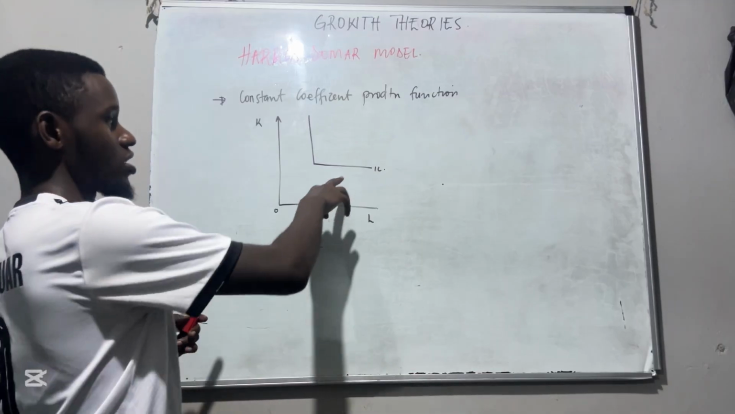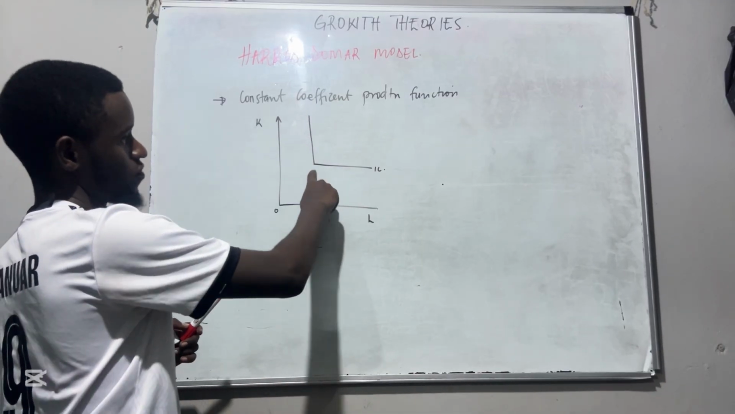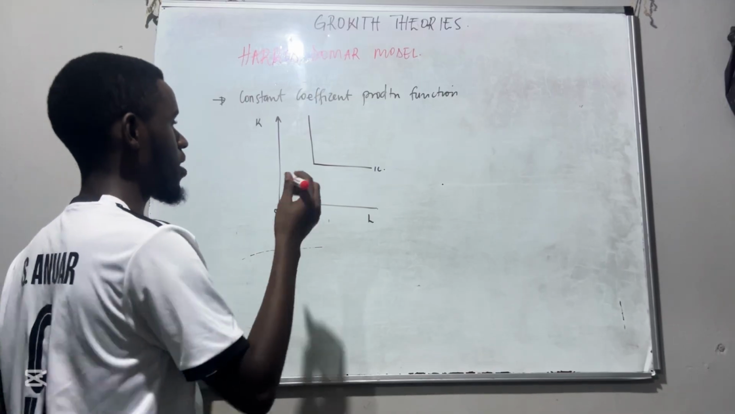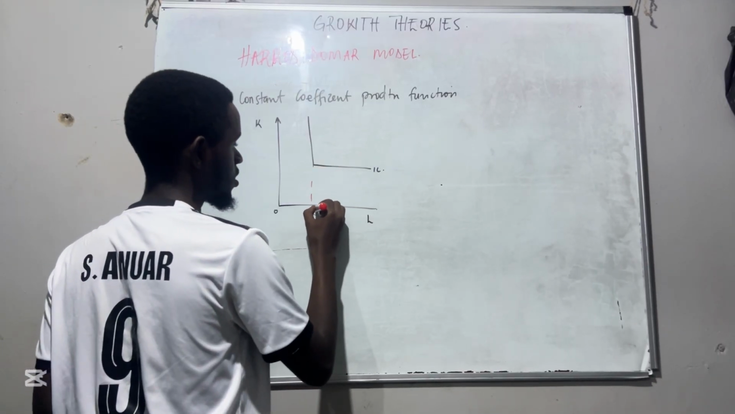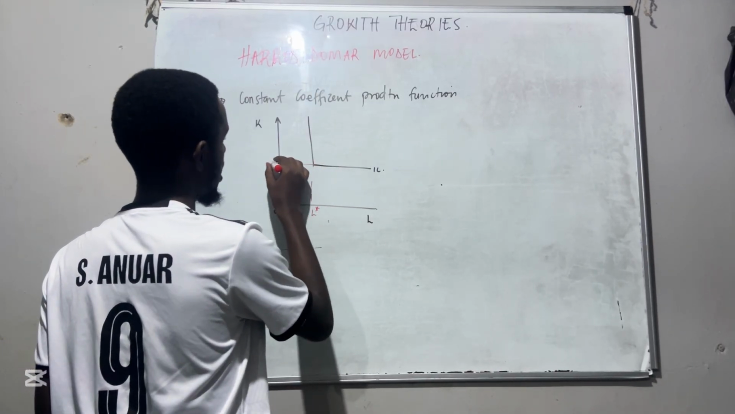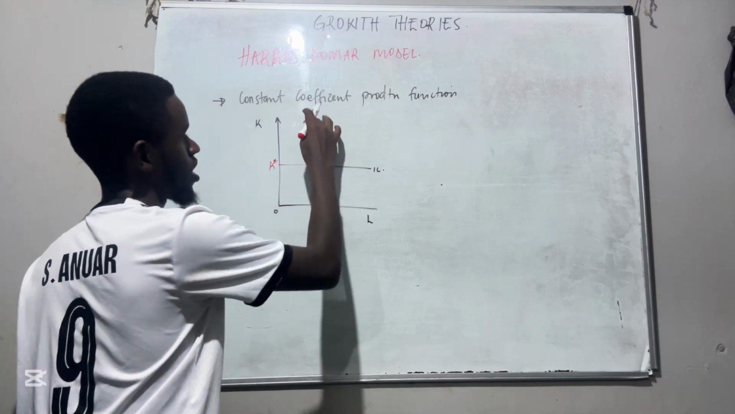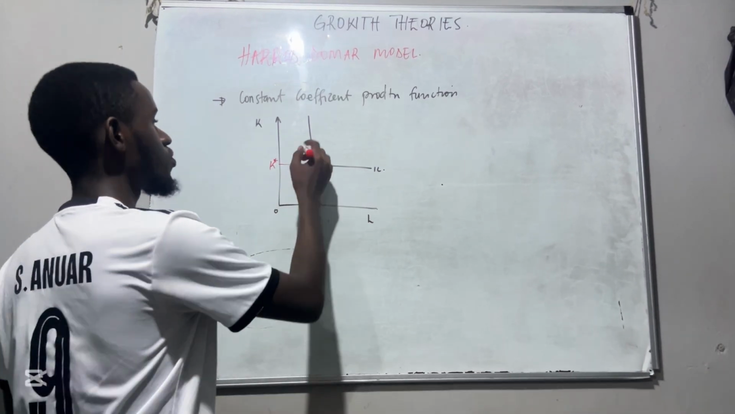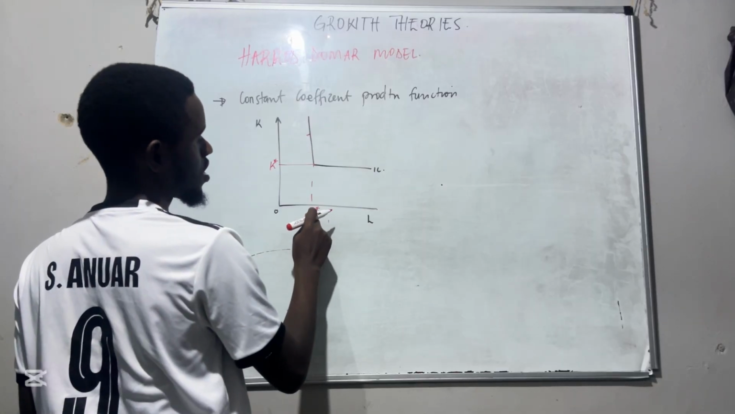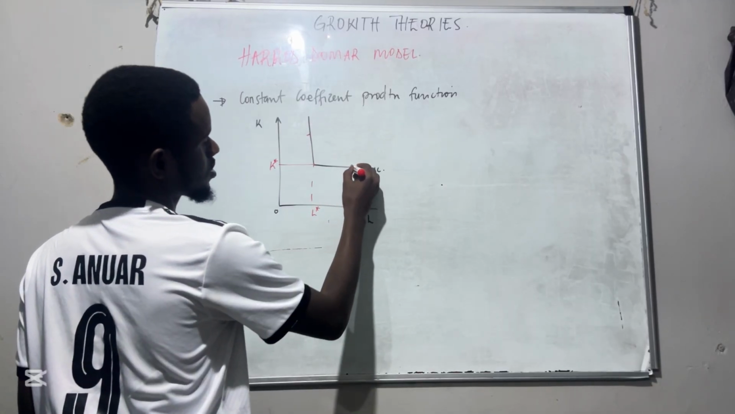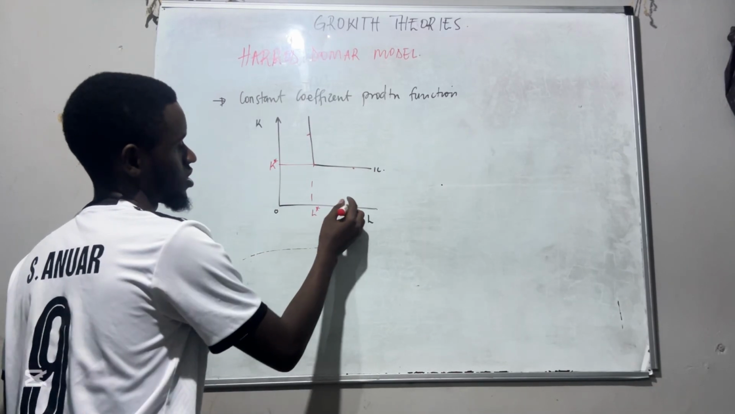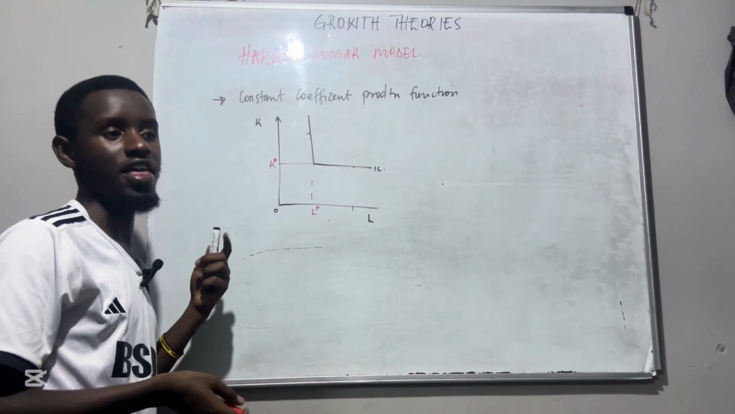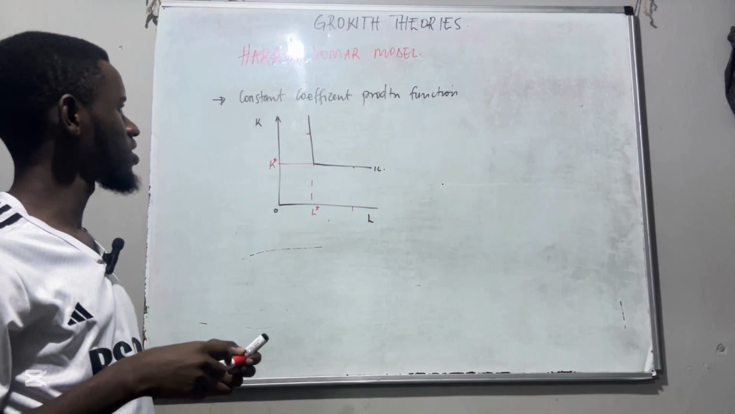In order for you to produce at any level of production, you need a certain amount of labor, which is L star, and capital, K star, at any level of this isoquant. Even if you want to produce at this level, you have to use these labor units. If you want to produce at this level, you have to use these capital units. You just increase L. Therefore, labor and capital here are just complements, not substitutes.